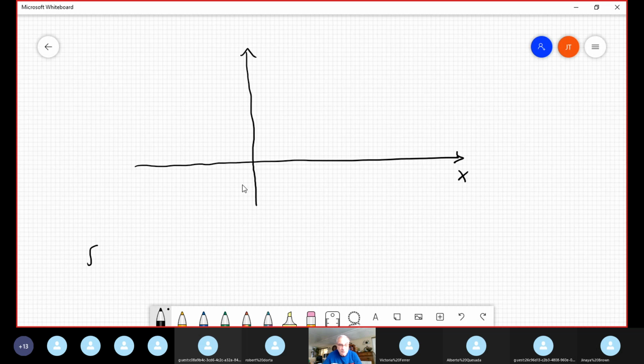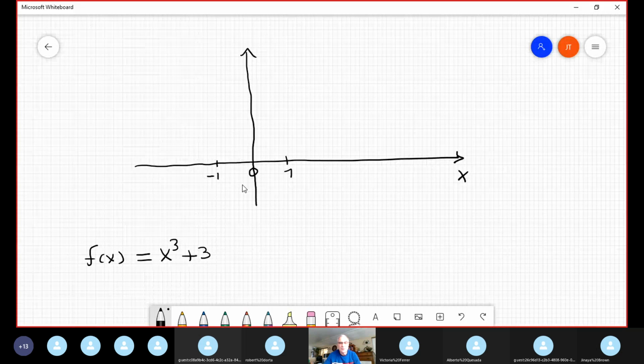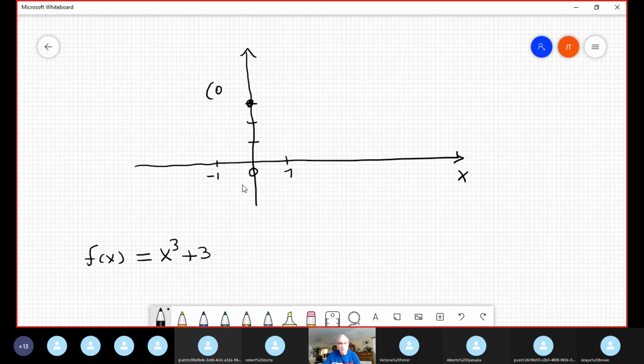Of the first function, x cubed plus 3. Suppose 0, suppose 1, suppose -1. Three points is enough. At 0, the answer is 3. This point is (0, 3). It's a point that belongs to this function because when x is 0, the y value is 3.